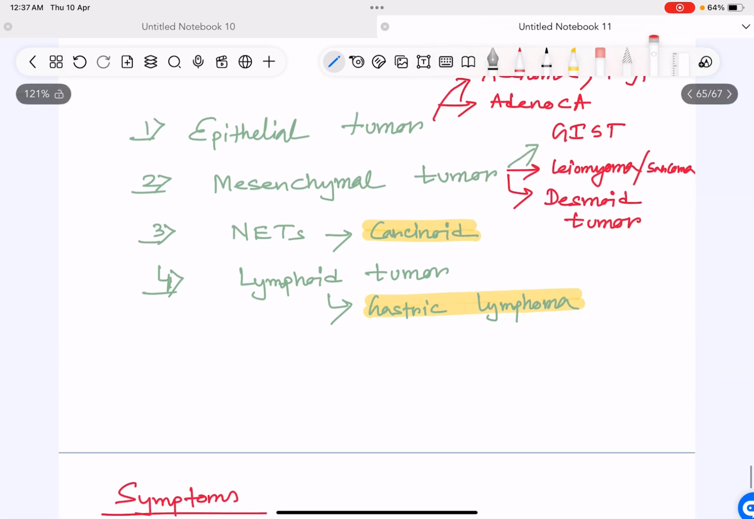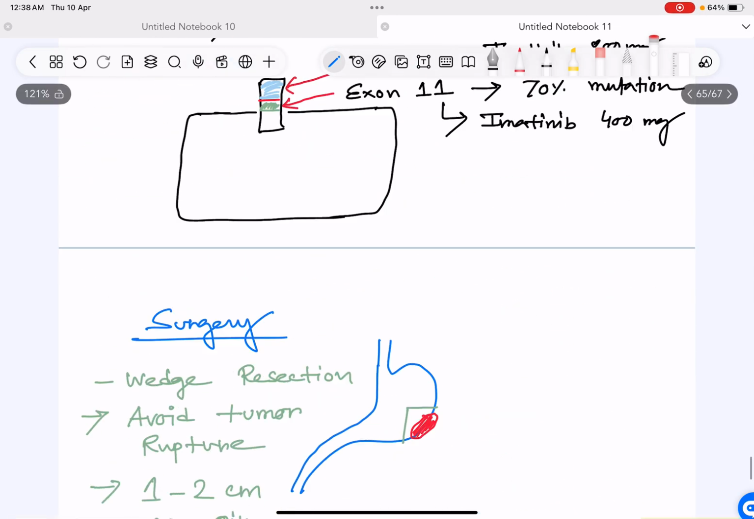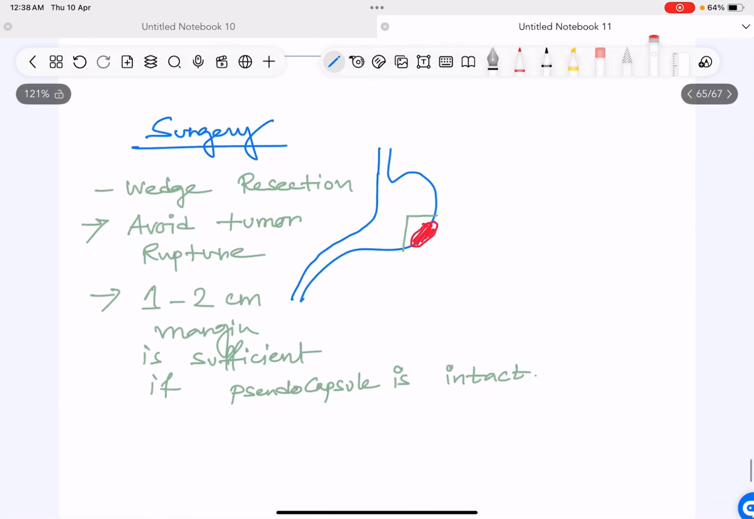So epithelial tumors, the classification: adenoma and polyp, benign category; adenocarcinoma, malignant category. Mesenchymal tumors: GIST, leiomyoma, leiomyosarcoma, and desmoid tumor. Then we have neuroendocrinal tumors. Example is carcinoid tumor, and lymphoid tumors. Example is gastric lymphoma. So epithelial tumors, mesenchymal tumors, neuroendocrinal tumors, and lymphoid tumors. This is the classification.